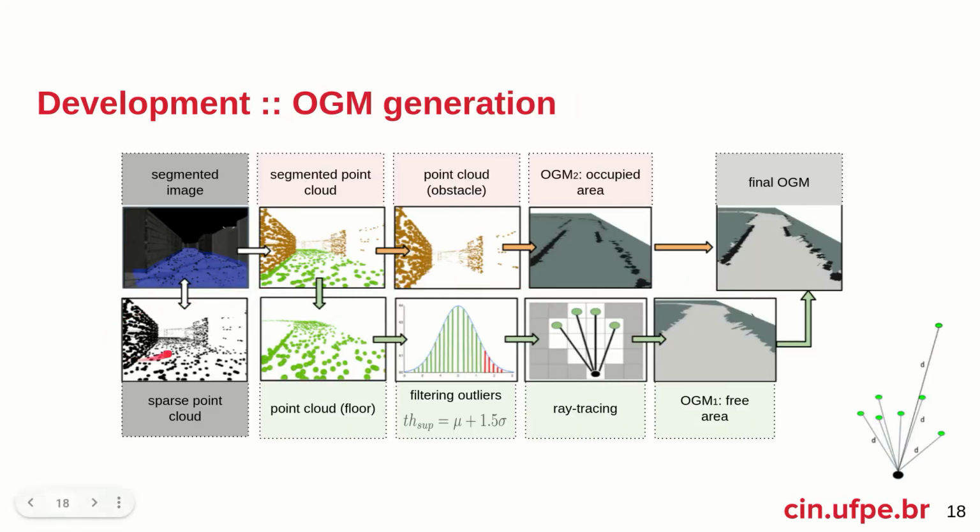At this point, we have the sparse point cloud from the SLAM system, the segmented image, and the segmented point cloud between ground and non-ground. The entire non-ground point cloud is used to form the first OGM layer, which indicates only occupied area. Among the ground points, each point observed by the current keyframe forms with the current pose estimation a line, represented by a distance value. We assume the set of distance values follows a normal distribution. Thus, outlier removal is performed based on a superior threshold calculated as shown in the equation.